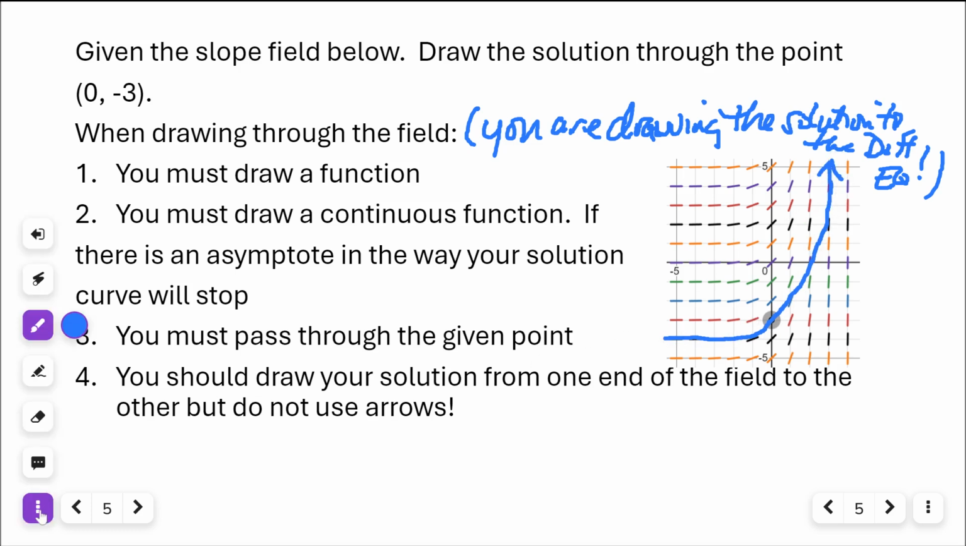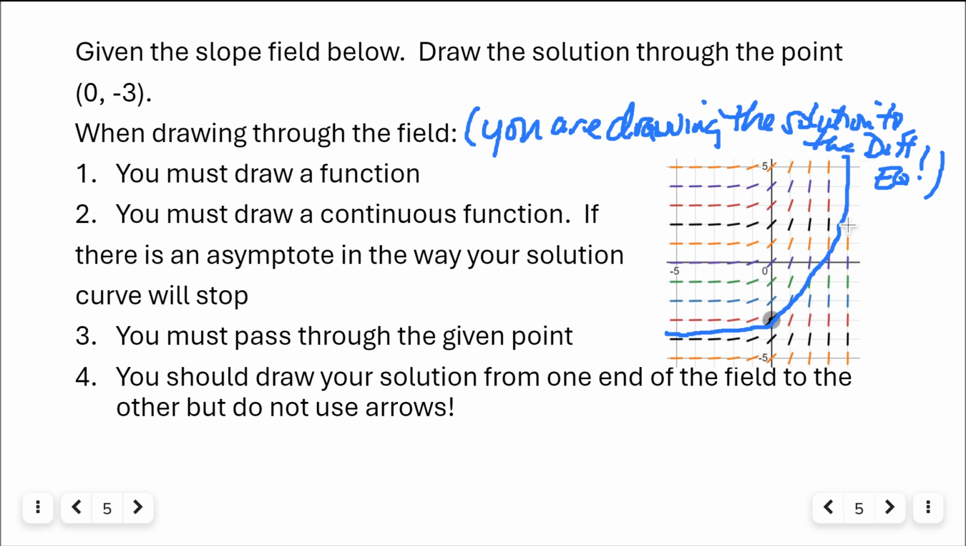Oops, no arrows. So used to drawing arrows. Oh, I missed the whole thing. Got to try it again. So if you missed it the first time, here's your chance. See it again. There we go. Up and all the way through the graph.